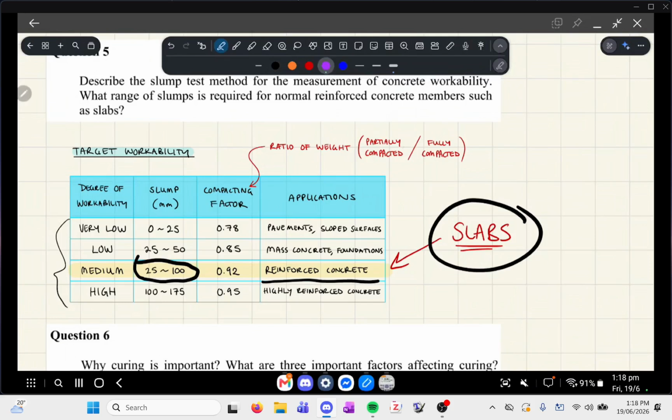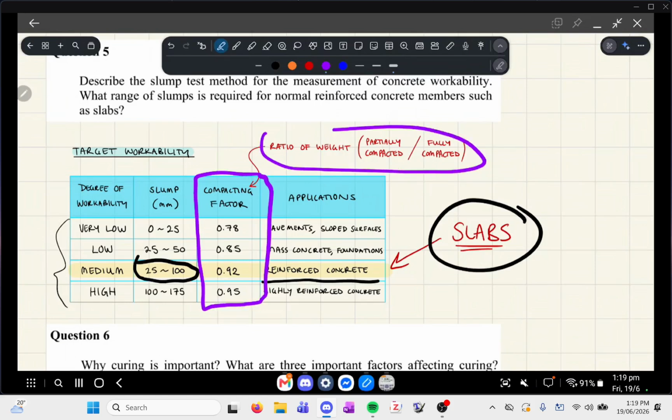The thing that I didn't really explain last time was the compacting factor. That's another column in this table. The idea is that the compacting factor is the ratio of weight for when your concrete is partially compacted versus fully compacted. And in this context, compaction is talking about the concrete vibration.